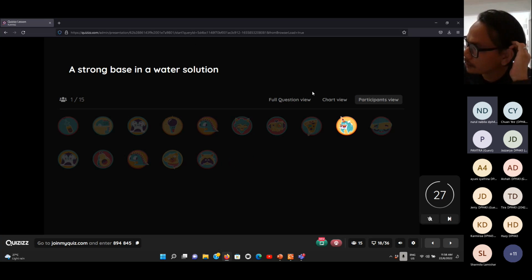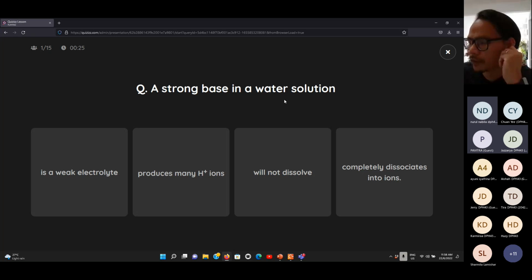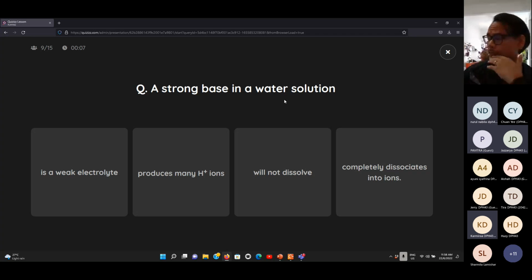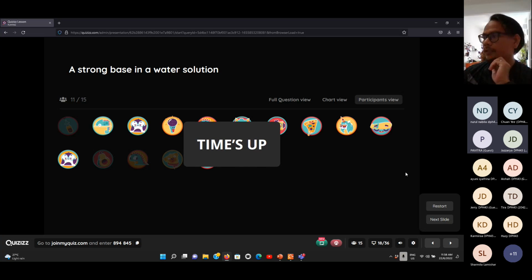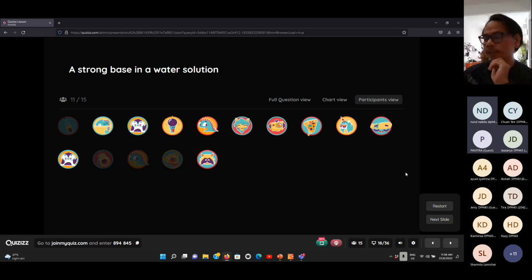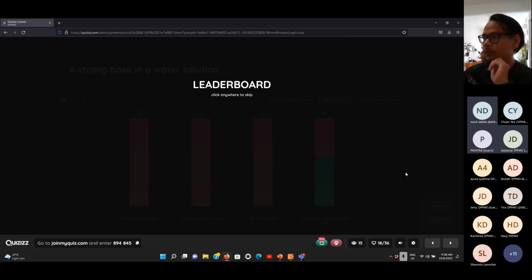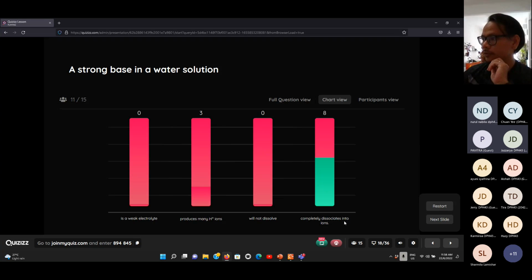A strong base in a water solution. Kamu kena lengkapkan statement. Which one of this is the most true, the most accurate? Okay, jawapannya adalah it dissociates completely in water, producing ion. Okay, completely dissociates into ion. That is a strong base.